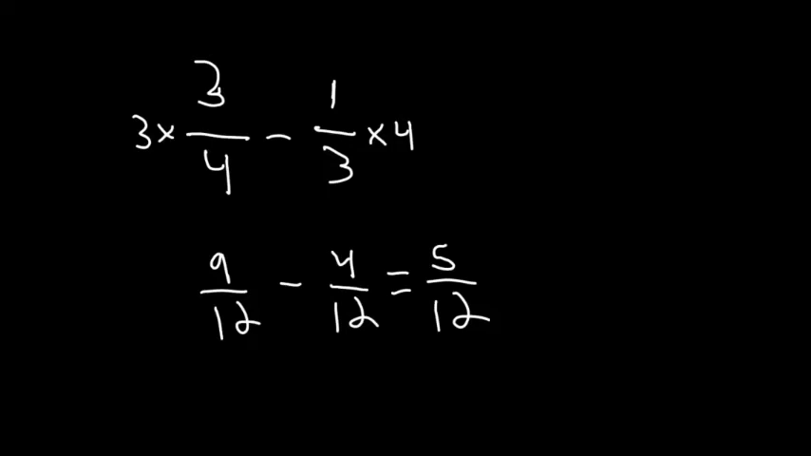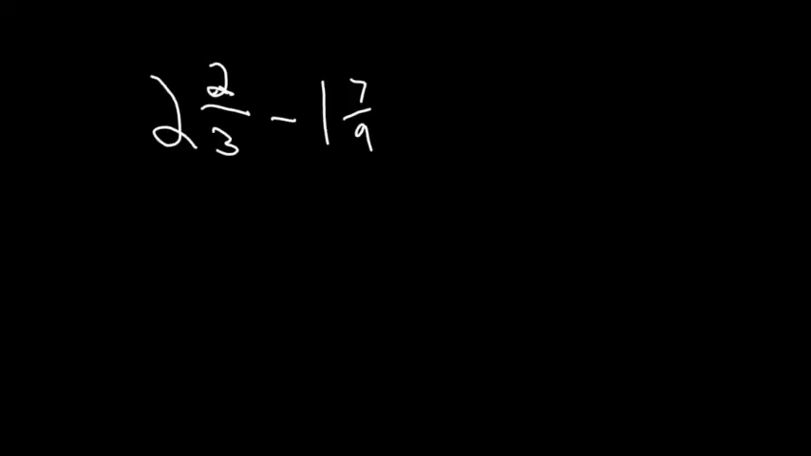Let's do a couple more examples. And let's do a couple of mixed number ones. So we have 2 and 2/3 minus 1 and 7/9. So here you have two options. One is to make them improper fractions, or two, it's to borrow.